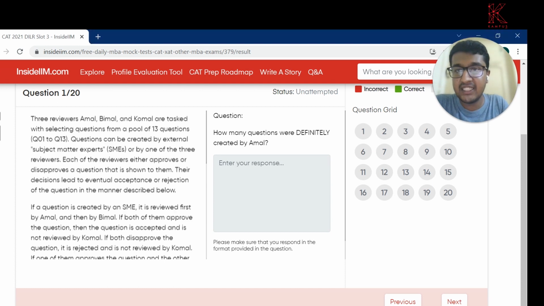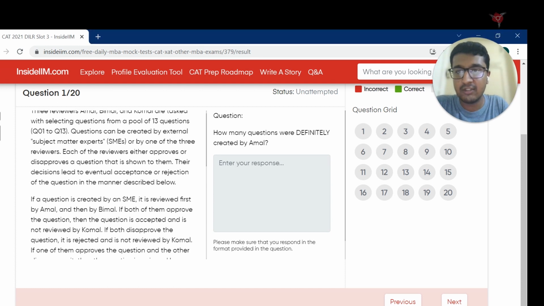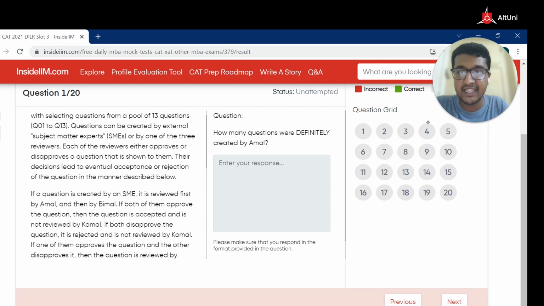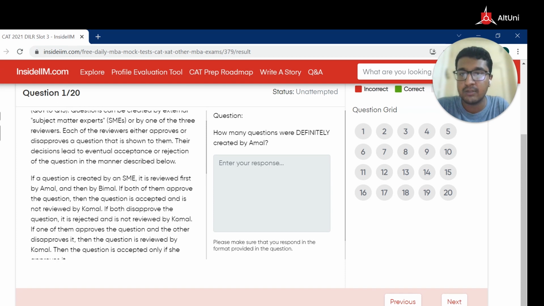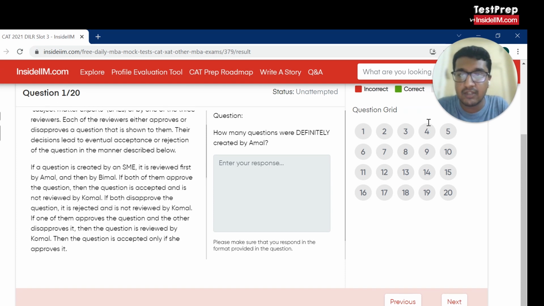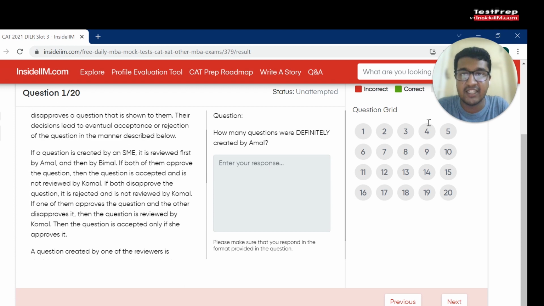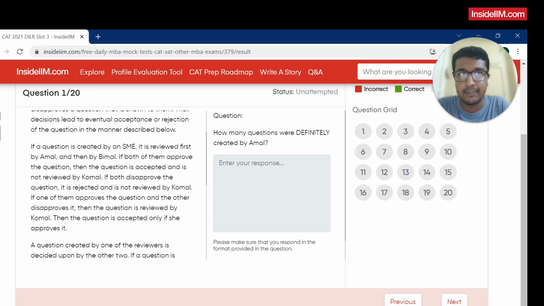Three reviewers A, B, K are tasked with selecting questions from a pool of 13 questions. Questions can be graded by an external subject matter expert or by one of the 3 reviewers. Each of the reviewers either approves or disapproves a question that is shown to them. Their decisions lead to the final eventual acceptance or rejection of the question in the manner described below.